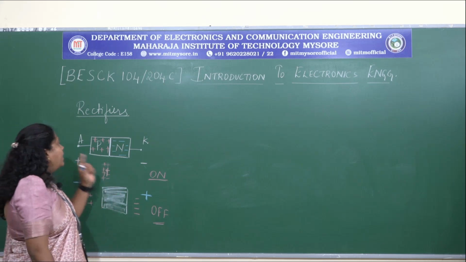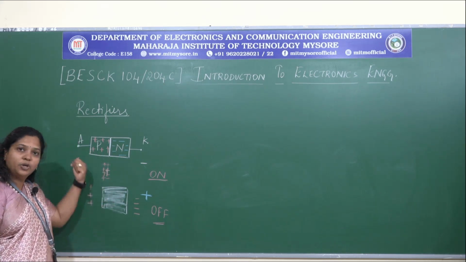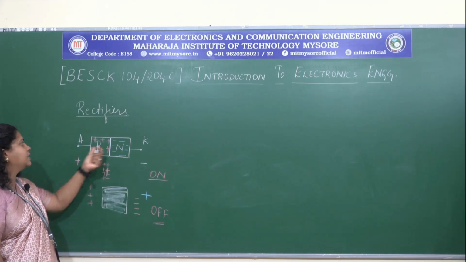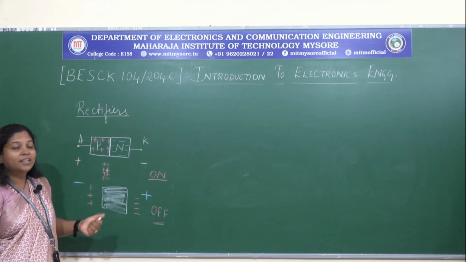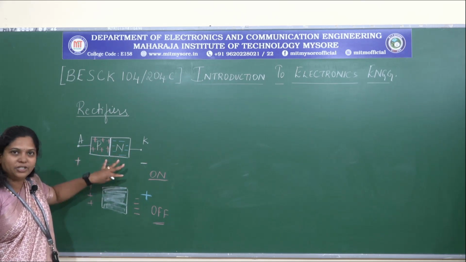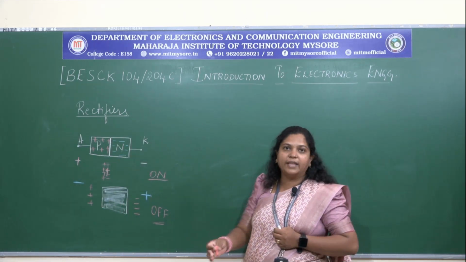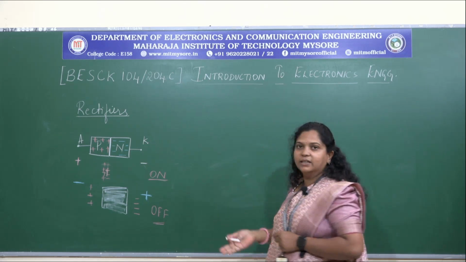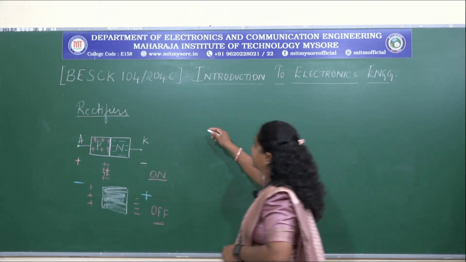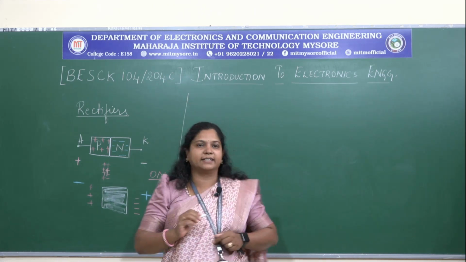So this is how a diode turns on as well as turns off when we apply different potentials across the P and N regions of a diode. Based on these operations of a diode, we have classified rectifiers into various types. One is the half wave rectifier and the other is the full wave rectifier. First, let us discuss the half wave rectifier.